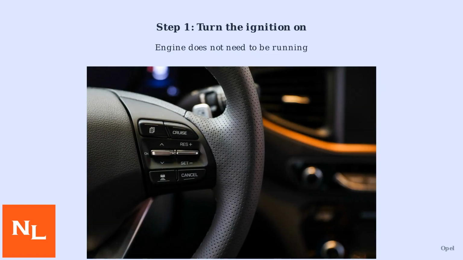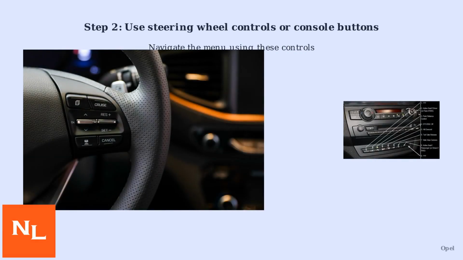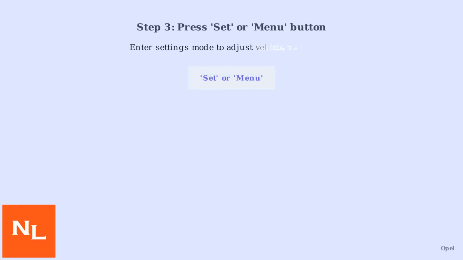The engine does not need to be running, just the ignition key in the on position. Use the steering wheel controls or the central console buttons to navigate the menu. These are your primary ways to access vehicle settings. Typically, you'll need to press a Set or Menu button to enter the settings mode. This is where you'll find options to adjust various vehicle parameters.